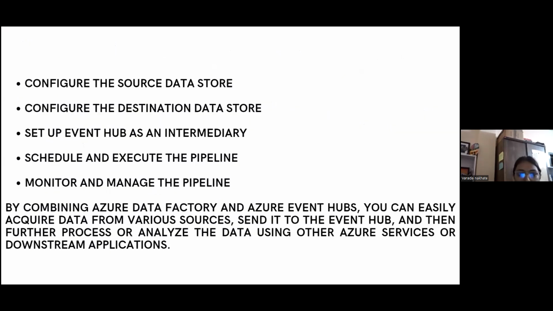Further steps are: configure the source data store, configure the destination data store, set up Event Hubs as an intermediary, schedule and execute the pipeline, and monitor and manage the pipeline. I'll just tell you what all these steps mean. First, we will be creating an Azure Event Hub. It is basically a scalable event streaming platform which can handle a high throughput of events.